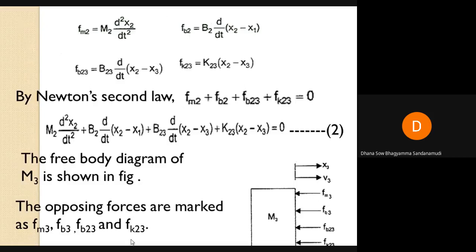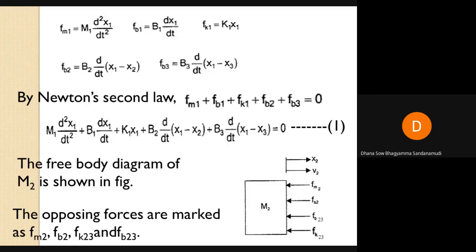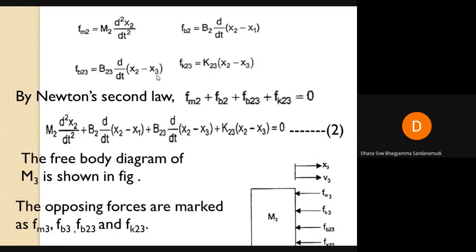So these are the opposing forces at node 2: FM2, FB2, FB23, and FK23. So you know the differential equations, you can write them down. Here B23 and K23 are in between the nodes, that's why differential values you must consider.